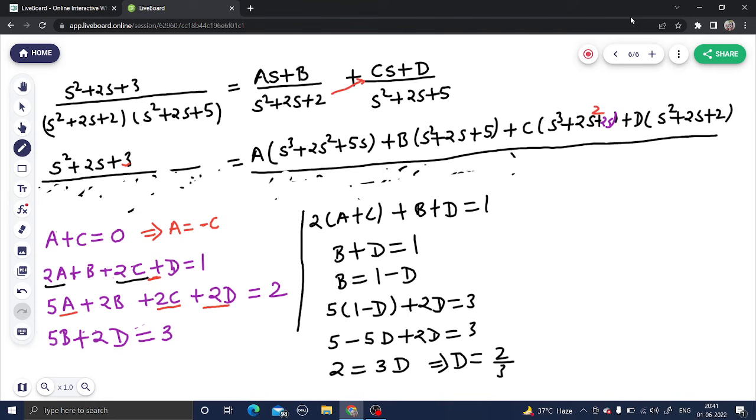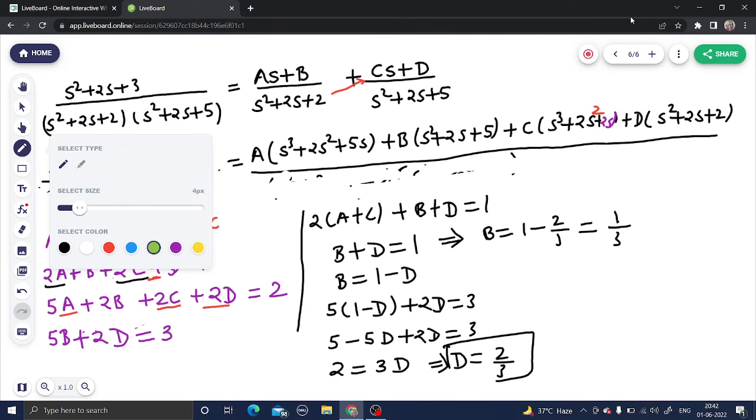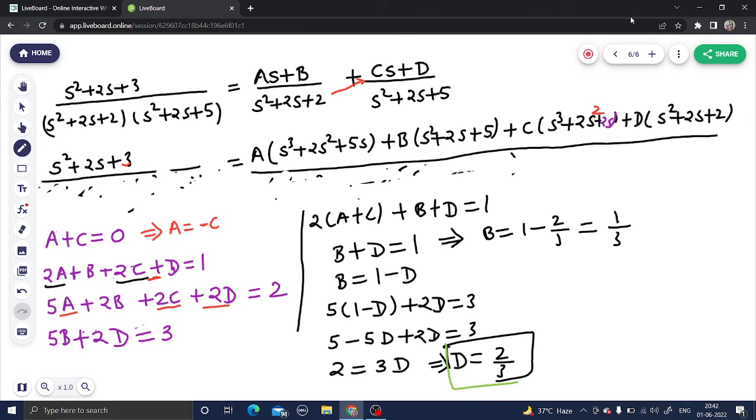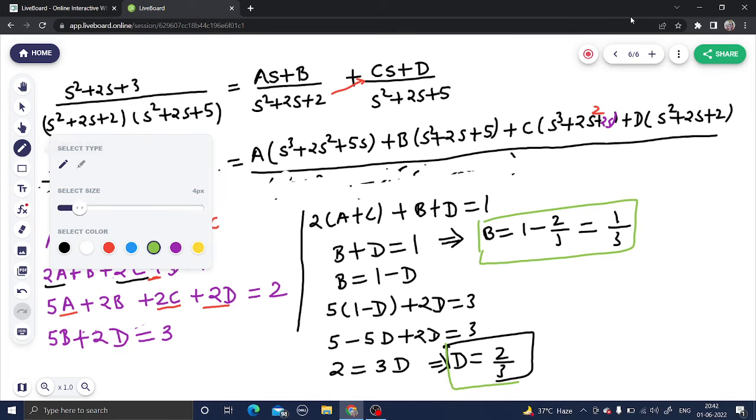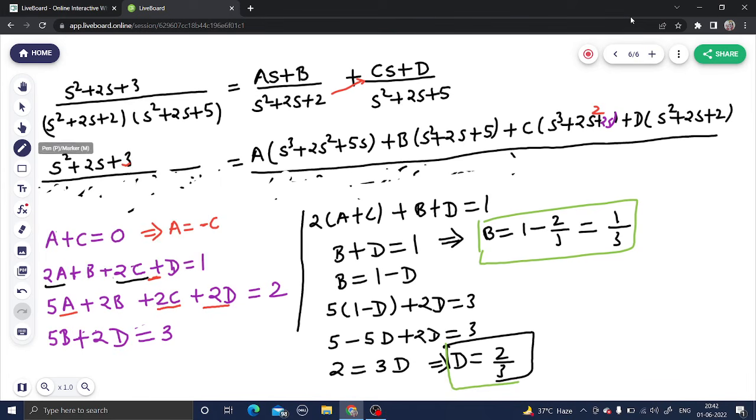Now, d is 2 by 3, so from this equation b will be 1 minus d. So 1 minus 2 by 3, that is 3 minus 2, so 1 by 3. So far we have got two values. First, the value of d. It is important again to use a different color so that we can identify it later. So the value of d and the value of b, two values we have got so far. Let's move to the other values.